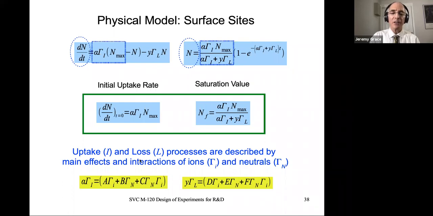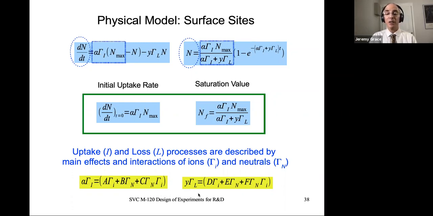Now I can ask what is in this gamma sub capital I and what is in this gamma sub capital L. What can incorporate? Well, molecular ions or atomic ions can hit the surface. The ion flux probe doesn't know which one it is, so we'll just call it ion. So those ions can hit the surface and interact and form a nitrogen bond. But a neutral N atom can do the same thing. It's very reactive. And maybe there's some synergistic effect, so that's why we have the interaction term there.